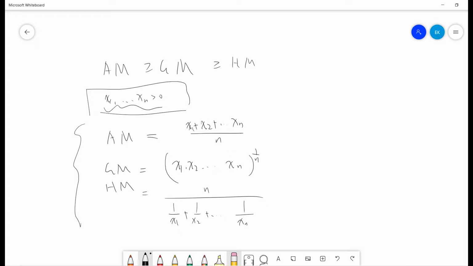The arithmetic mean is defined to be x1 plus x2 up to xn divided by n, and the geometric mean means that you take the product x1, x2 up to xn and take the nth root. And the harmonic mean is n divided by 1 over x1 plus 1 over x2 up to 1 over xn.